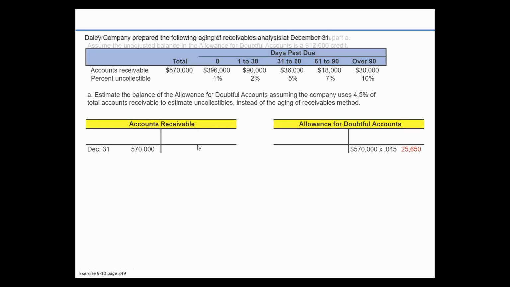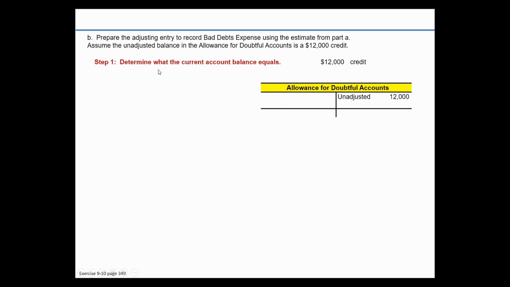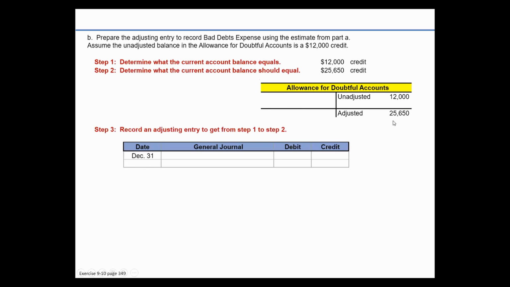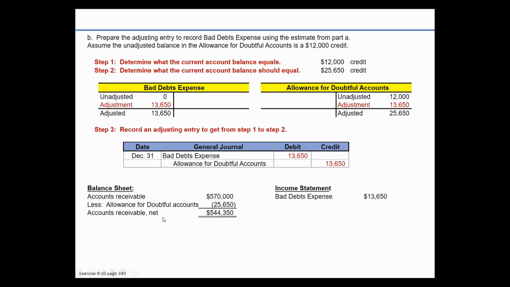25,650 of it. And so what it has now for the allowance for doubtful accounts is a $12,000 credit, and the amount that it should be is $25,650. Again, if you take the credit balance, 12,000, subtract that from what it should be, we're going to have to make an adjustment for 13,650 credit. So we would debit bad debt expense 13,650, credit the allowance for doubtful accounts 13,650. And again, that's how you would list the expense on the income statement. That's just kind of going through it. But what if the unadjusted balance was a debit?